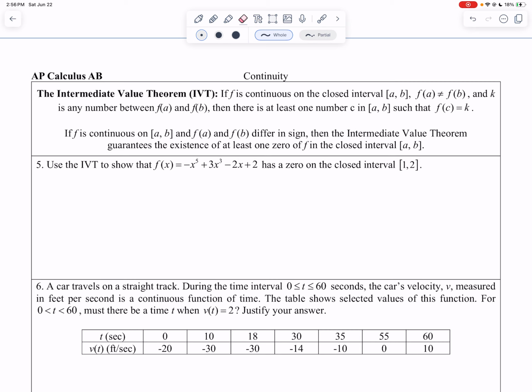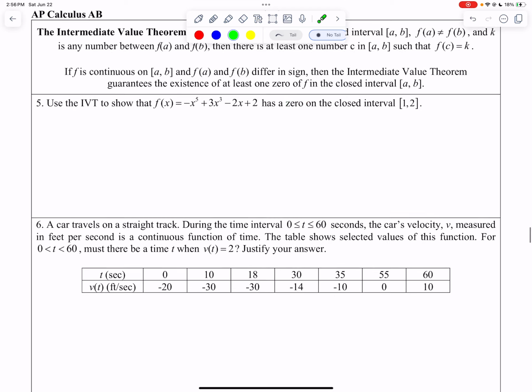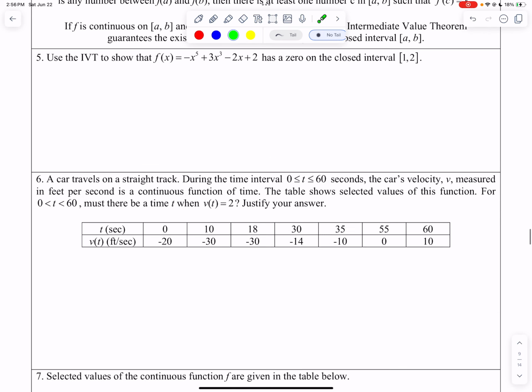But with IVT here, if f is continuous on the closed interval a to b, and f of a is not equal to f of b, and k is any number between f of a and f of b, then there's at least one number c in a to b such that f of c is equal to k. Now this is a lot of mumbo jumbo, but essentially, we'll look at number 5. Essentially here, we're going to be using the IVT to say that, hey, there's going to be some number between 1 to 2 such that there's a 0 here in this case, or 2, or 3 for these problems.